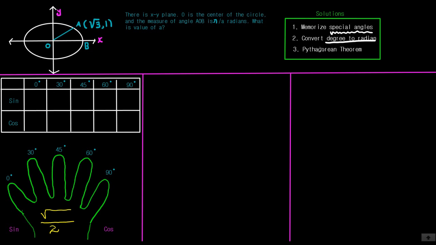And in the third step, we need to remember the Pythagorean theorem. I'm going to use these things for our solution while I'm solving this question. So at first, I'm going to talk about some tricks to memorize these special angles. And these are quite useful finger tricks.